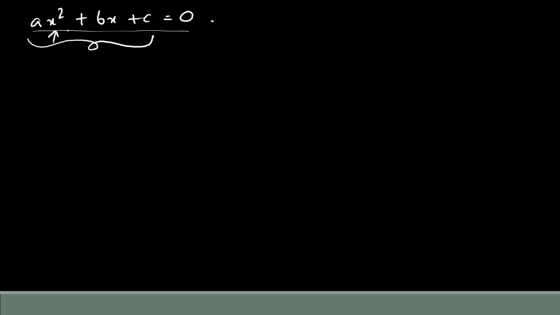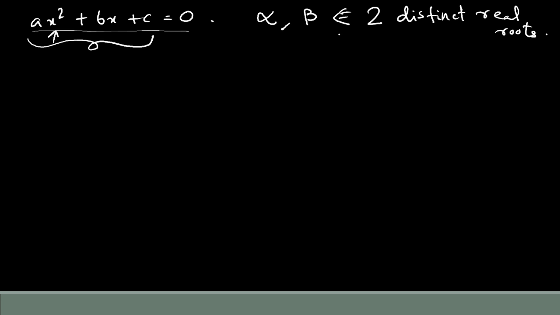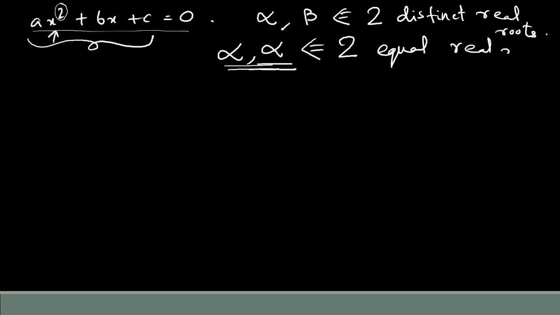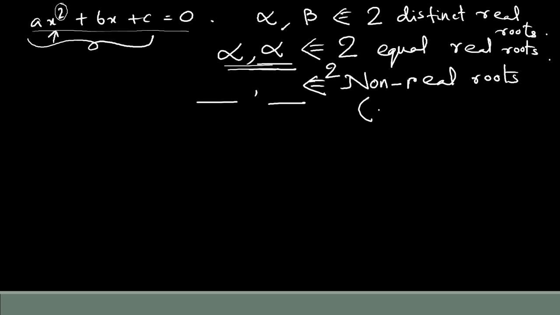Generally you will get either two distinct real roots, alpha and beta, or you will get only one root, which means two equal real roots. Since the power of x is 2, you will get two roots for sure. Even if you get one root, that means you have alpha and alpha, two equal real roots. Or else you might get what are called non-real roots. We will not cover that in your class 10 syllabus, but just keep this in note. You will get two non-real roots, which are called complex roots. They also come in pairs.